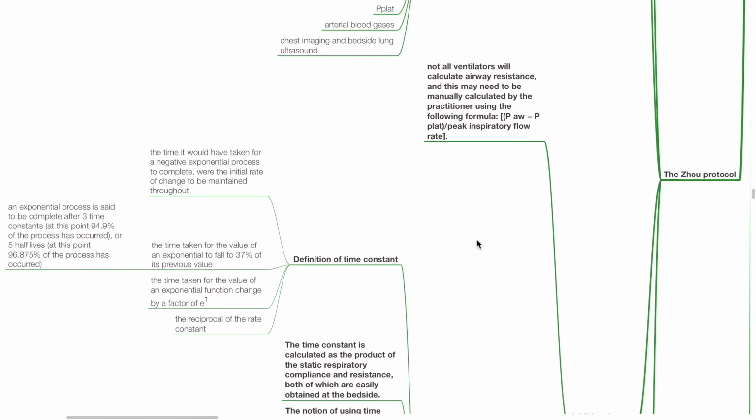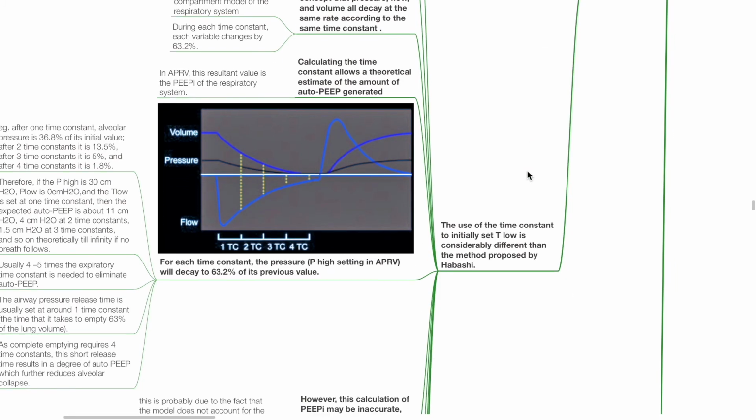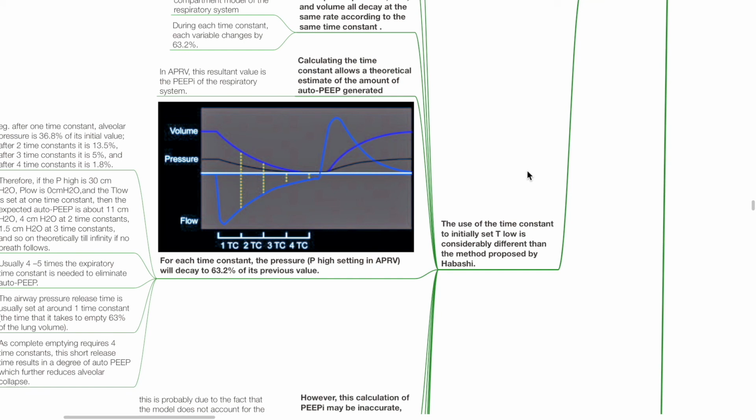Additional notes. Not all ventilators will calculate airway resistance, and this may be manually calculated using the formula peak airway pressure minus P-plateau divided by peak inspiratory flow rate. The use of time constant to initially set T low is considerably different than the method proposed by Habashi.